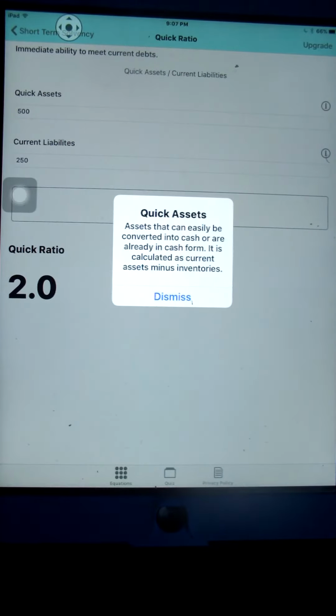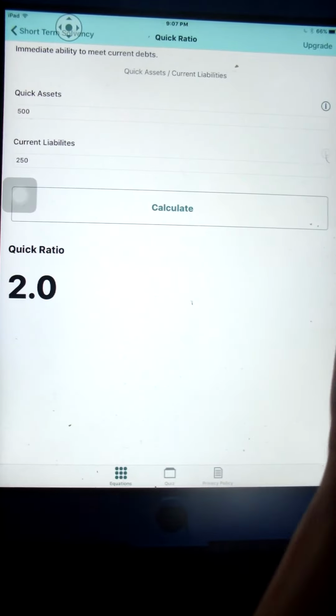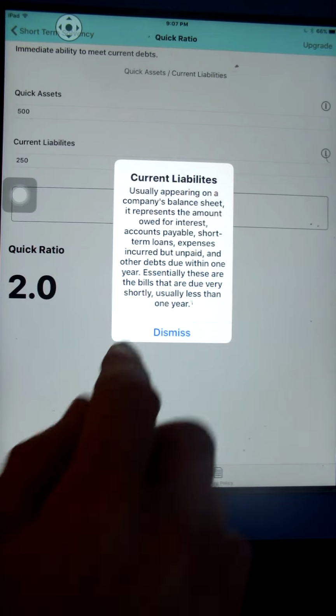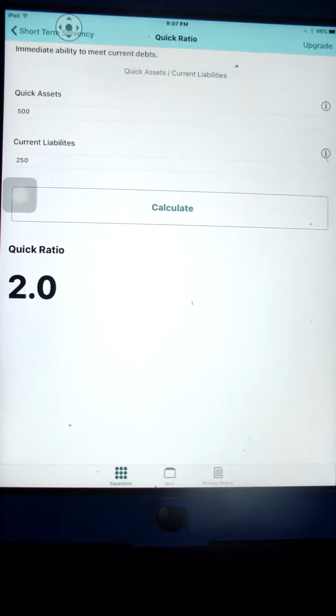Assets that can be easily converted into cash or are already in a cash form. And obviously, what are current liabilities? Here's your definition down here, a little bit longer, a bit more expanded, but essentially these are the bills that are due shortly, usually within one year. So the idea behind the entire little app is that it gives you not just the calculation to constantly work over and get to understand and rote learn, but what those numbers mean and breaks them down, and how you want to work with that and develop it is entirely up to you.